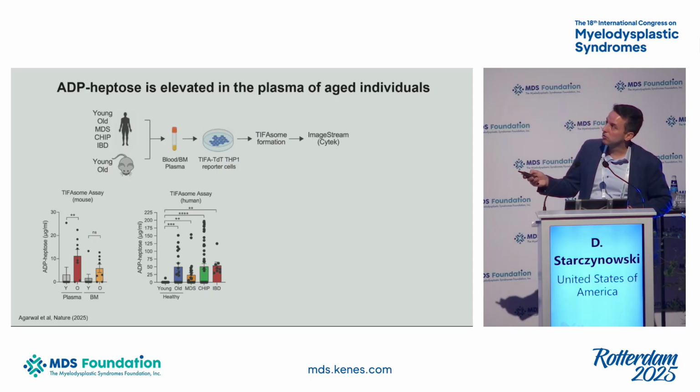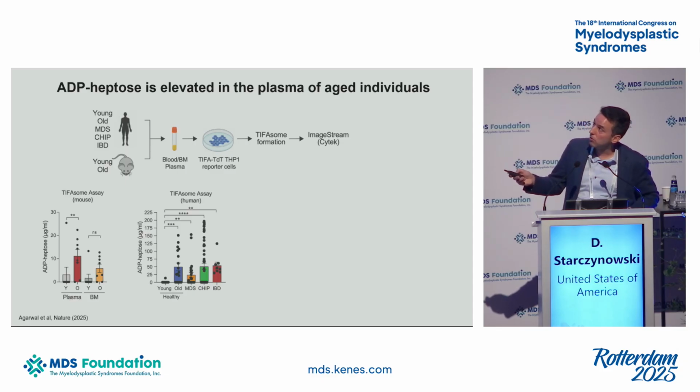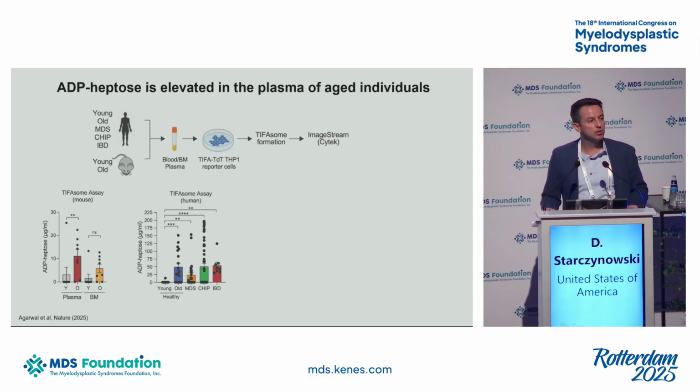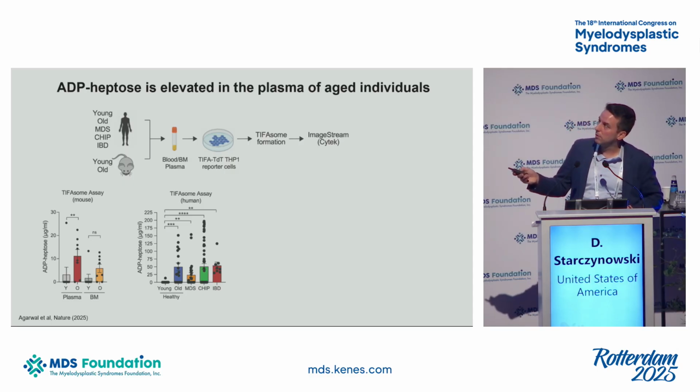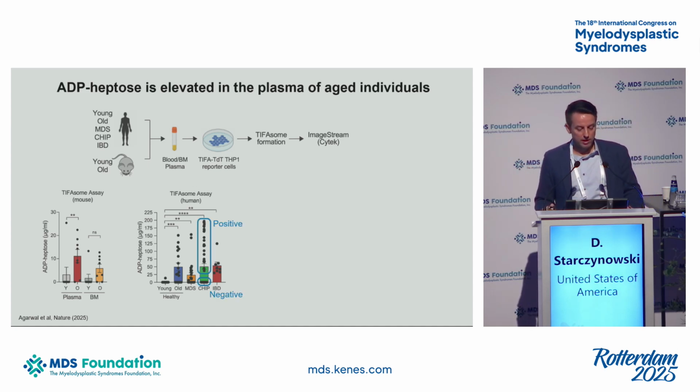Again, healthy individuals that are older have a dichotomous expression pattern of ADP heptose: either you don't have any or you do. And we see a similar phenomenon in MDS and CHIP. Particularly in CHIP, some individuals do have a mutant cell population, but they don't have ADP heptose, while others do.